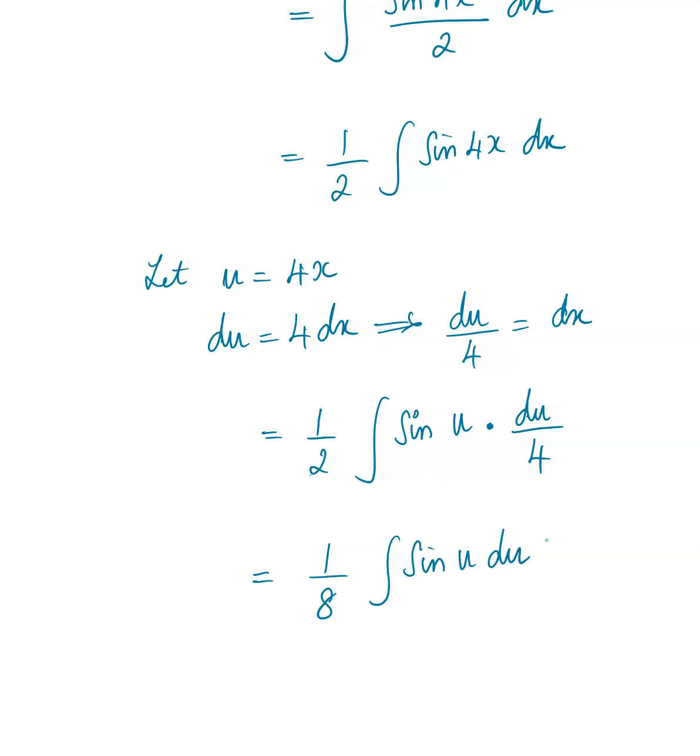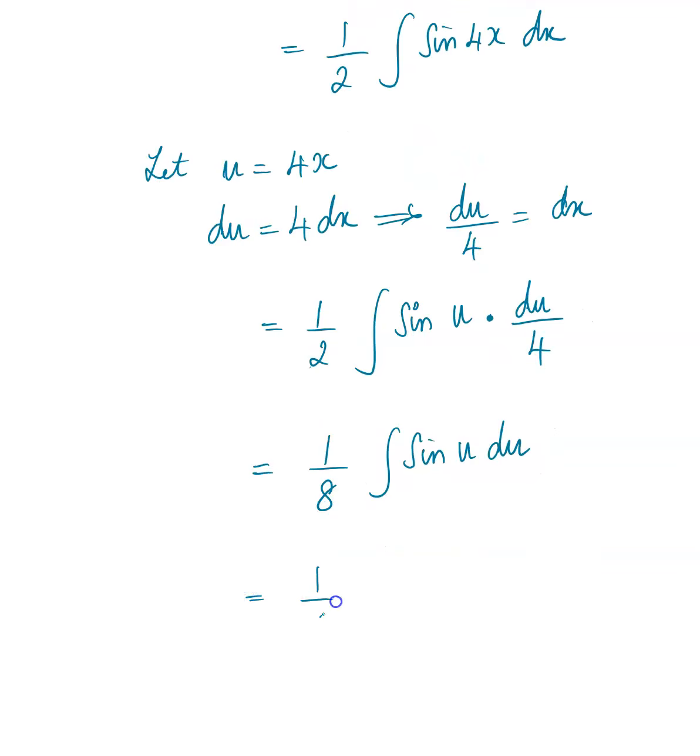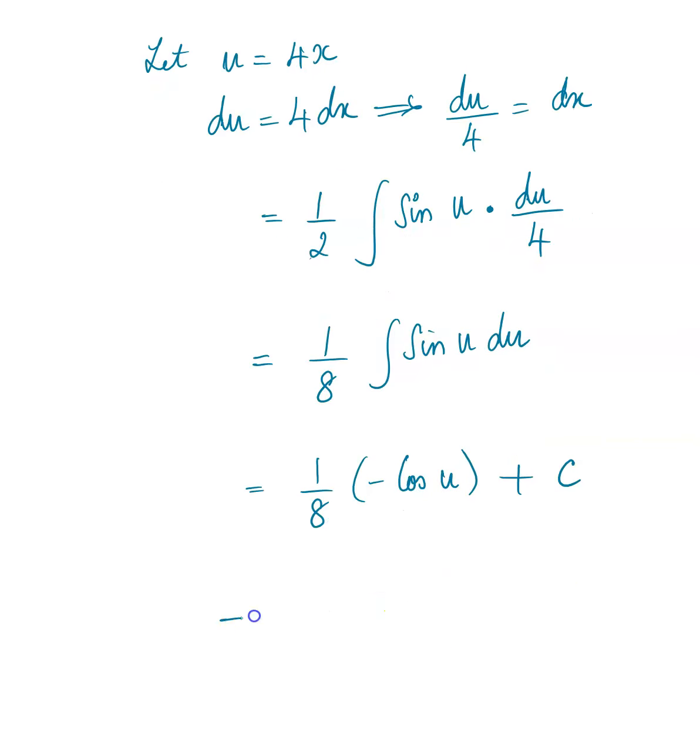Now from our integration formula, we know the integral of sine u is negative cosine u. So that's 1 over 8 times negative cosine u plus c. That's negative 1 over 8 cosine u, but we know u is 4x, plus c.